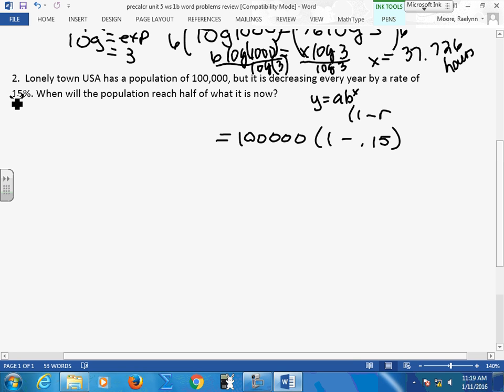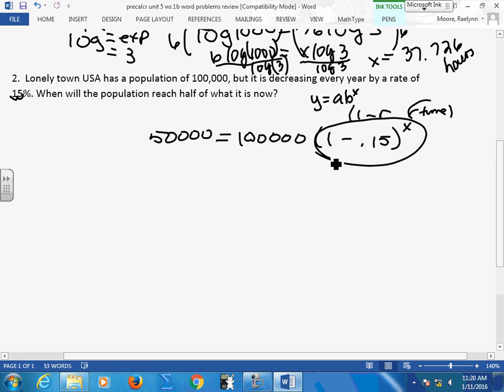What's my exponent? T or x. This is my time, right? And I want to know, when will this be what? 50,000. Okay? Everybody good so far? All right? This exponent belongs to this guy. This one's very nice and reducible.